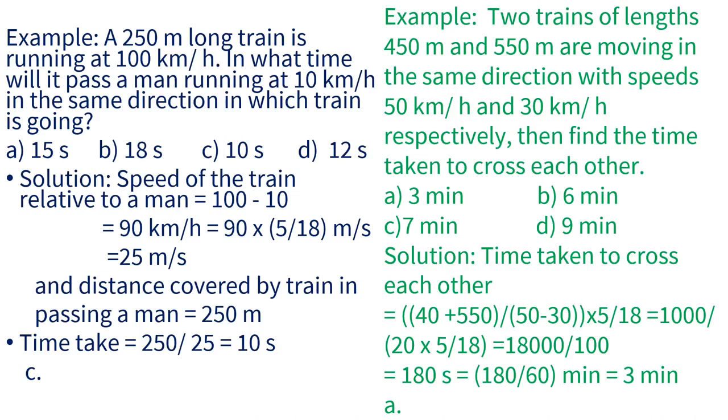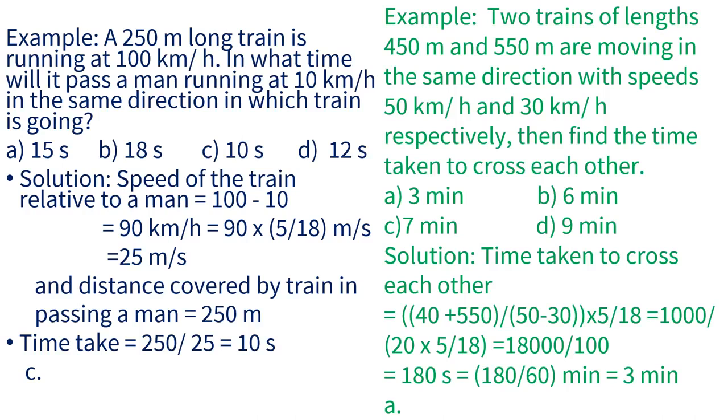So it means the relative speed will be, because they are running in the same direction, 100 minus 10, 90 km per hour is the relative speed of train to man. It's in kilometer per hour, we will make it in meter per second, so multiply by 5 by 18, so 25 meter per second.